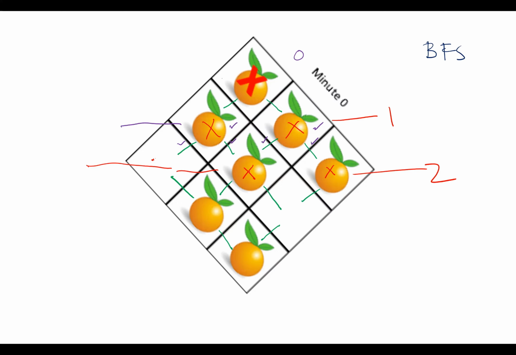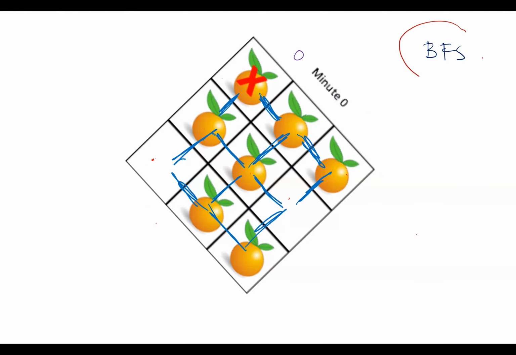And then you see this orange is going to rot in the next step, right? So this, and also this, both this one and this one, they could have rotted this orange, but there is nothing here. So this one becomes rotten in second 3. And finally, this one becomes rotten in time 4.